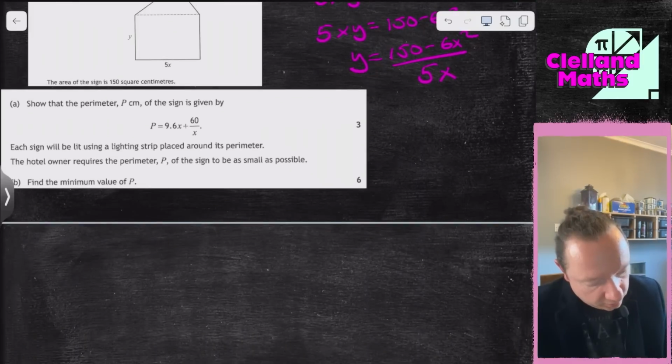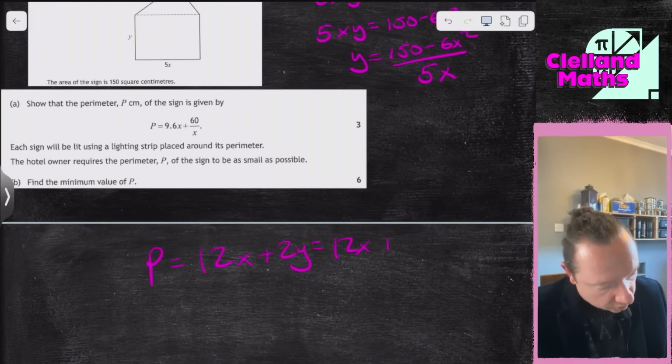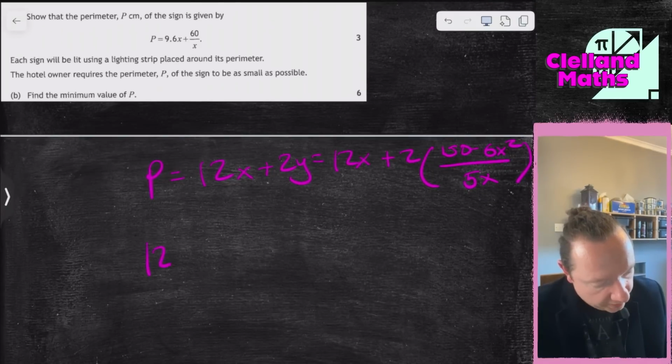So we can write our perimeter as 12x plus 2y, which is 12x plus 2 times (150 minus 6x squared) over 5x. So what's that? 12x.